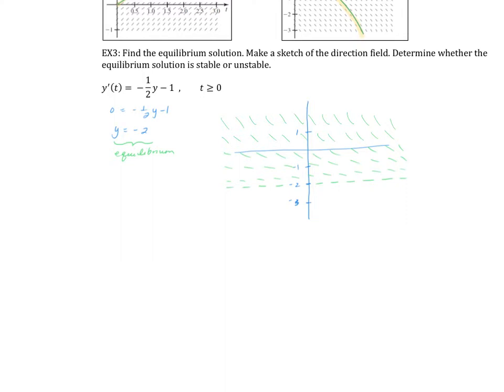Now if I put in, say, -3 into my y value in my derivative, then my derivative is going to be positive. So lower than -2, the derivative is positive. And I could see that the equilibrium solution is stable because all my solution curves will approach my equilibrium solution.